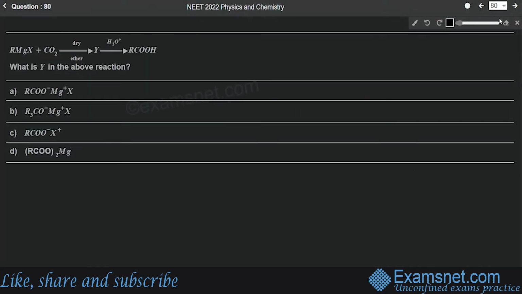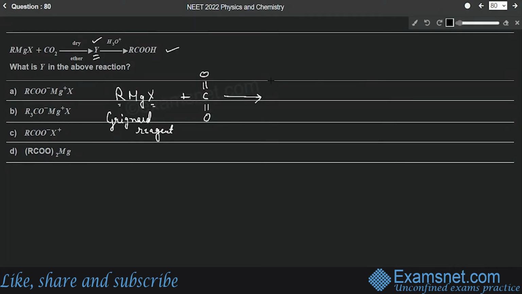Question number 80 is from the chapter alcohols, phenols and ethers, and here we are given a reaction and we have to find the Y in this reaction. Okay, so as we can see that Y is some intermediate of this reaction, right? Now let's write the reaction again. First we have an RMgX, so we know that R represents an alkyl group and X represents a halogen. Okay, so this is alkyl magnesium halide, which is Grignard reagent. Okay, so Grignard reagent here is reacting with carbon dioxide, which is a linear molecule, isn't it? Now some compound will be formed, that will be Y. Okay, so let's see what compound will be formed.